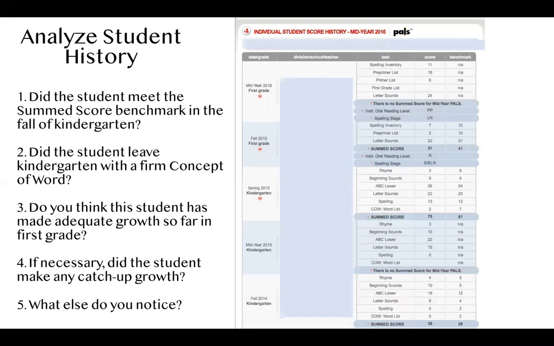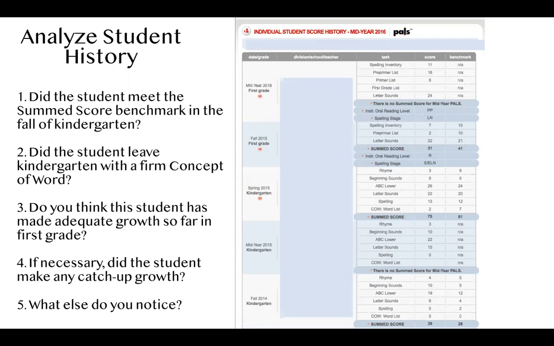So that leads us into number 3. Do you think the student has made adequate growth in first grade so far? So now we're in first grade. We have some information about their history, how they were in kindergarten. And so now in first grade, we need to drill down to those specific tasks. So I look at spelling and I'd say, no, I don't think they've made adequate growth in spelling. They just went from a 7 to an 11. But I would really want to look at their specific feature scores in spelling to truly determine the progress that they've made or the lack thereof. So we have a different report and we're going to look at that in a few minutes.